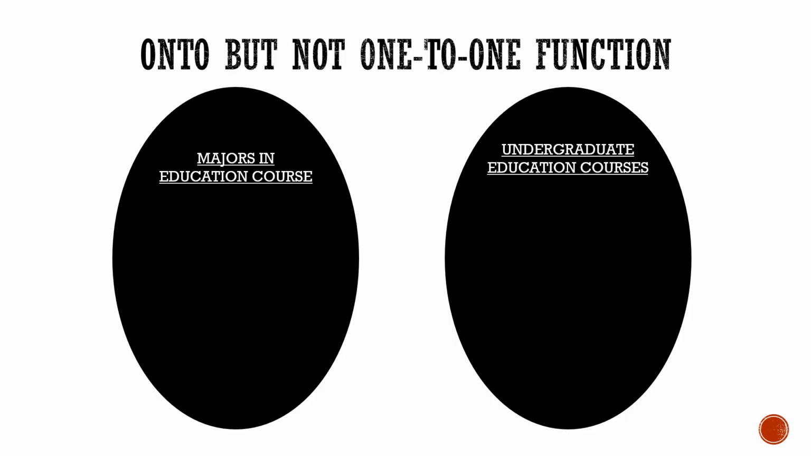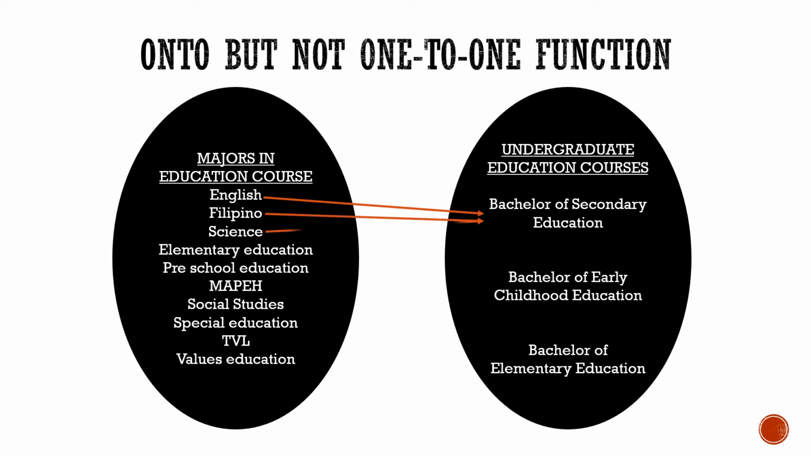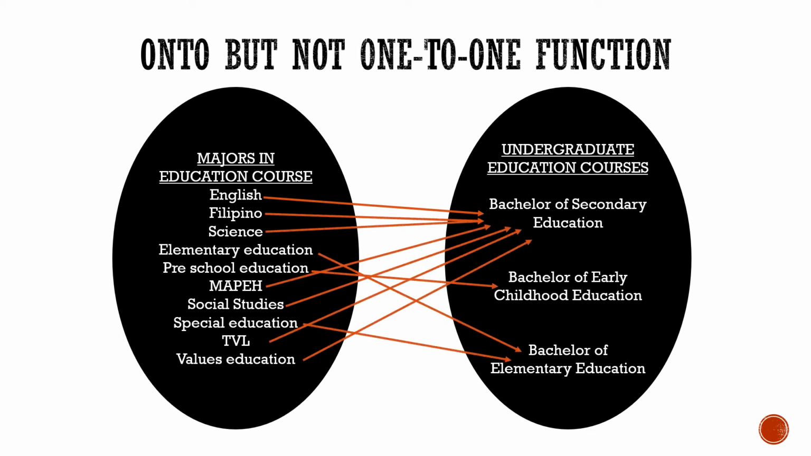Onto but not one-to-one function. Each major in education has a corresponding education course, but undergraduate education courses may have one or more major programs. For this example, it is onto function because all elements in y were exhausted and each element of x has a corresponding image in y, but this is not one-to-one because some majors have the same education course.